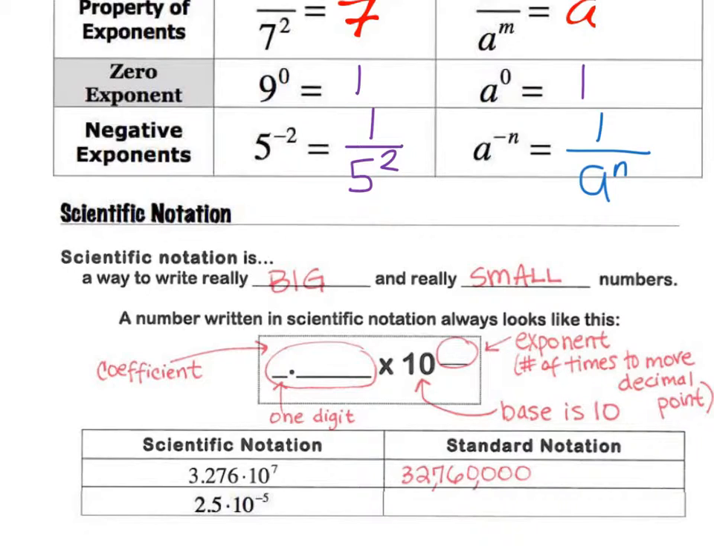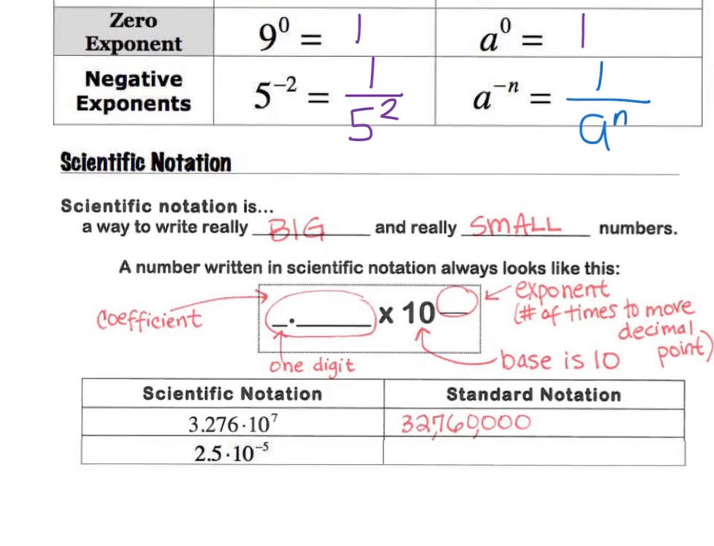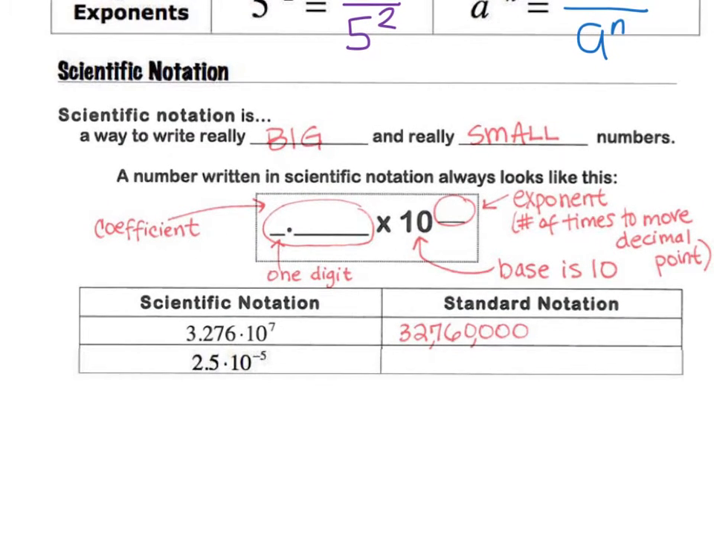And now that we know that a negative exponent really just means division rather than multiplication, we can make sense of negative exponents that we will see in scientific notation. If you recall from this first row that we filled in, when we see 3.276 times 10 to the 7th, we know that's telling us to take the decimal point that's between the 3 and the 2 and move it 7 places to the right to create this large number in standard notation.